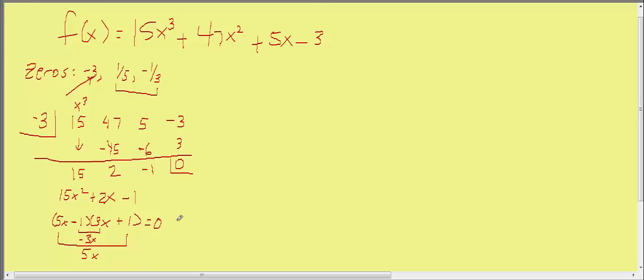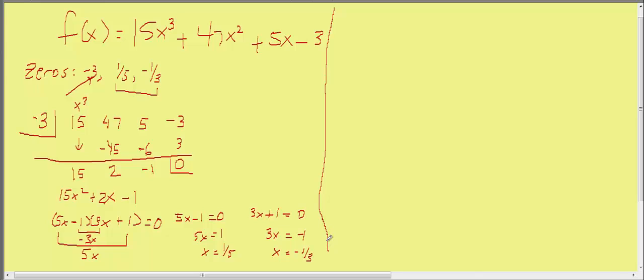And then I would just set it up. 5x minus 1 is equal to 0. Bring the -1 over, and I get 1, and then x is 1/5. You can do the same thing for 3x plus 1 as well. You have 3x plus 1 is equal to 0, 3x is equal to -1, x is -1/3. Okay, so this is one of those easier ones that you can actually factor once you break it down. Now, let me give you one that we can't do that with.